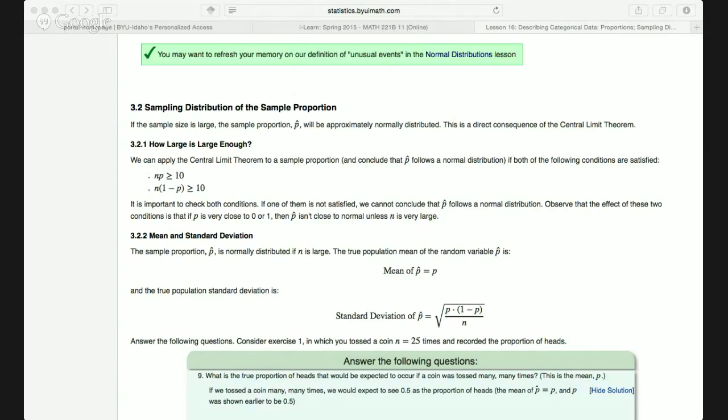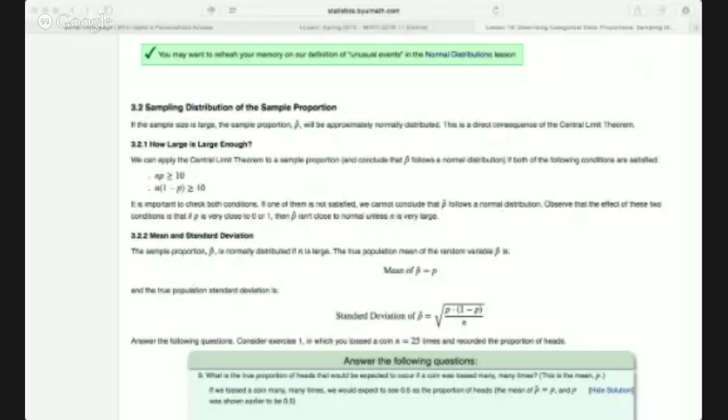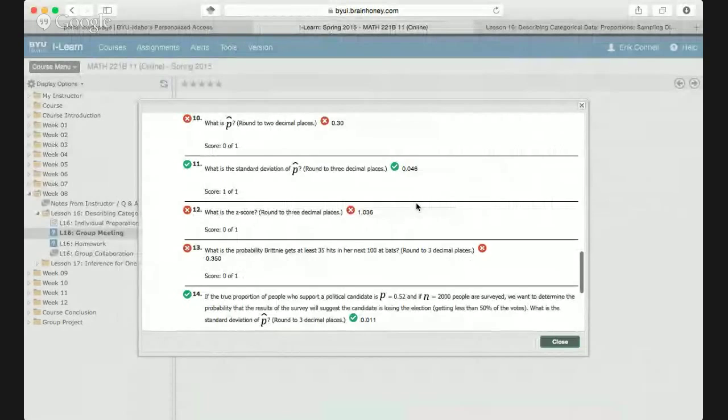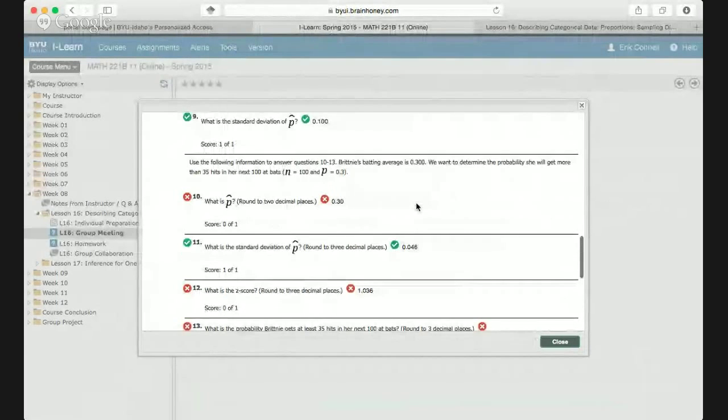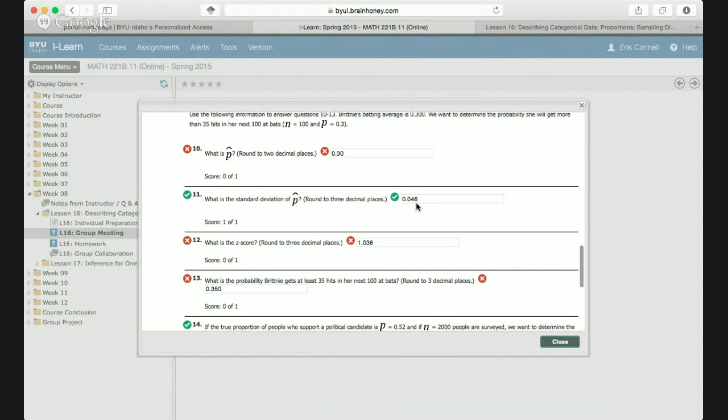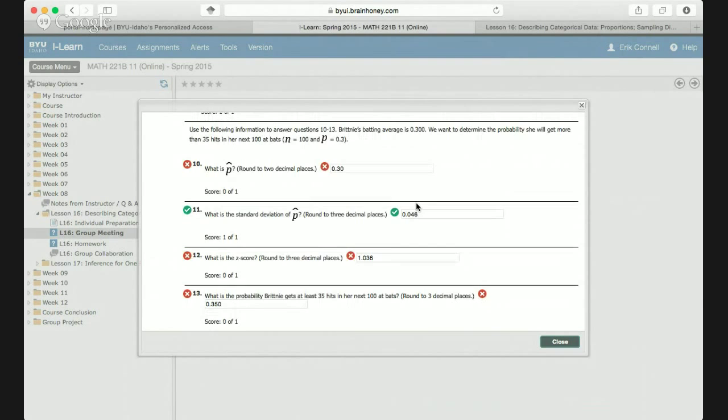Wait, I think something's screwing us up. 10 isn't 0.3. 10 would be 35 divided by 100. It's 0.35, isn't it? Yeah. But then what would 13 be? The probability that she gets at least 35 hits.